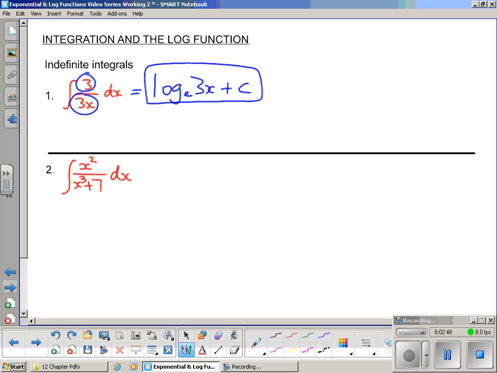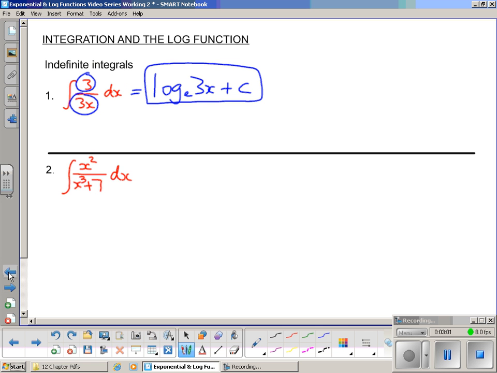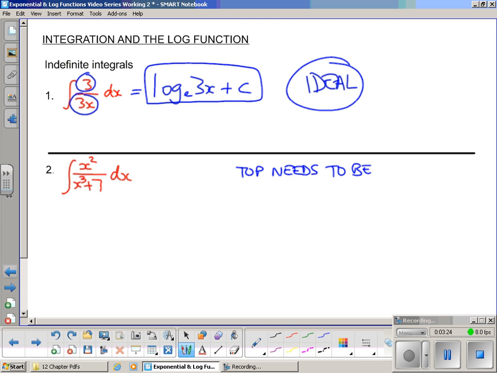Okay, now this one down the bottom is one of the ones that we might have to adjust. Let's chat through this one. This top one that we just had a look at, sorry about jumping around a bit, is the ideal, where it's already the scenario where the top is the differentiation of the bottom. Now here our top needs to be what? Have a look at it. Our top needs to be the differentiation of the bottom.